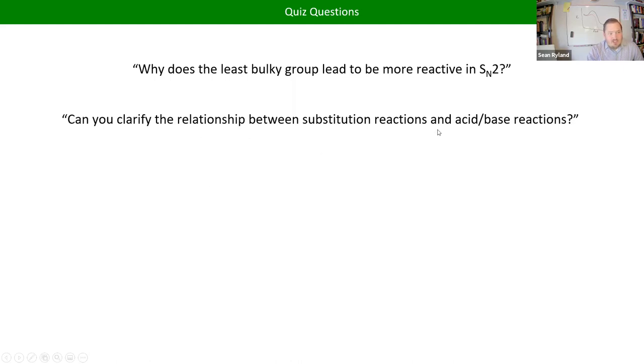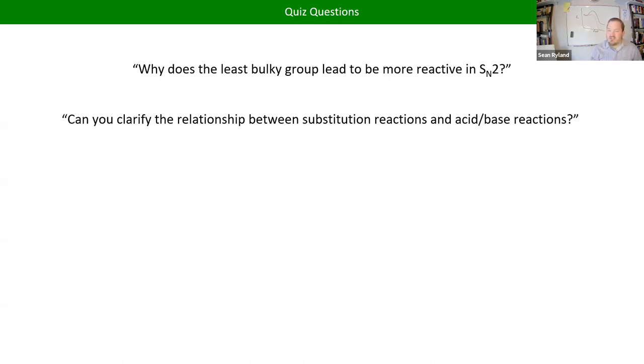Somebody asked for clarification on the relationship between substitution reactions and acid-base reactions. A substitution reaction, in terms of our four mechanism patterns, is built from nucleophile attack, leaving group leaves, proton transfer, and rearrangement, right? Nucleophilic attack and leaving group leaves is what a substitution reaction is.